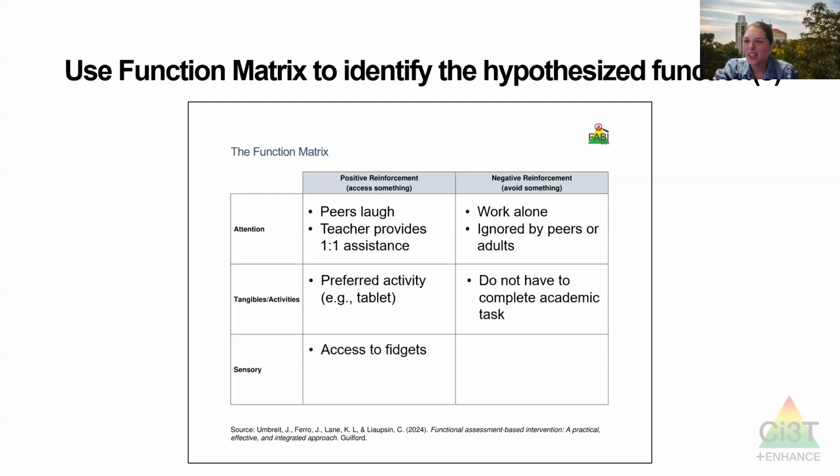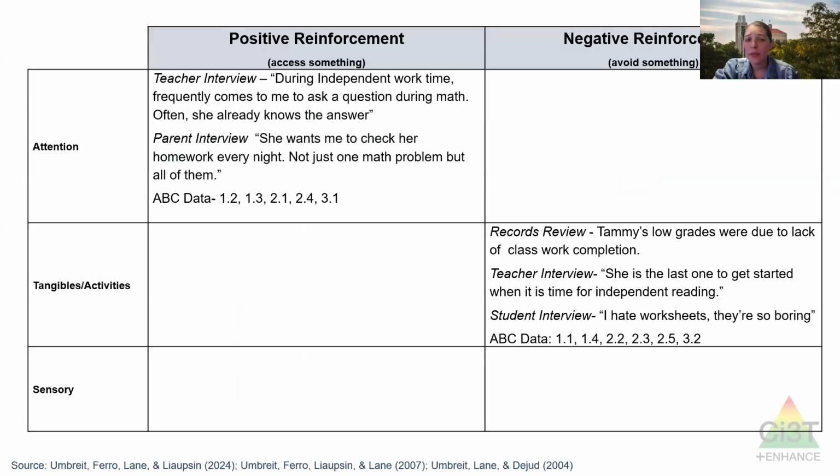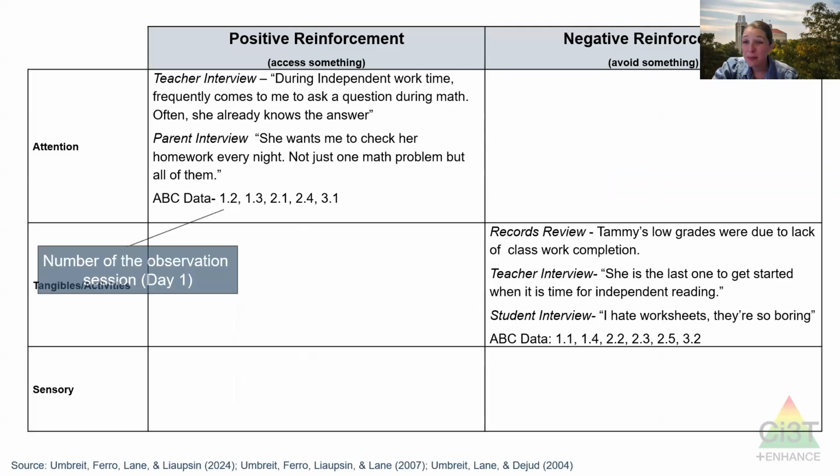And then sensory, that can look like accessing fidgets, or negative reinforcement could be like avoiding noise with noise-canceling headphones. So when we think about what this looks like plotted out, this is an example here. We took some quotes from the teacher interview and the parent interview. We've got our ABC data. And if you're wondering, whoa, what are those numbers? That first number is just what observation it was, what day.